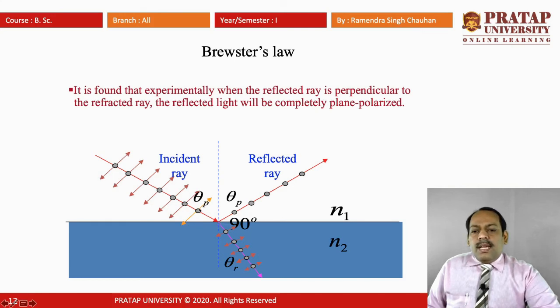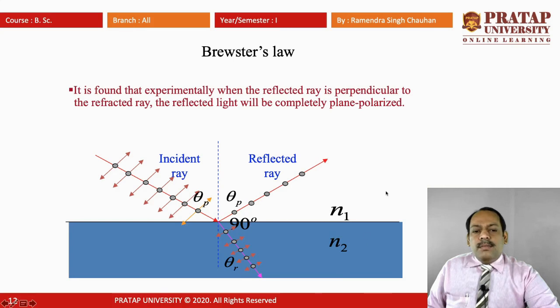Now the angle of incidence here is theta p, that is the polarizing angle or Brewster angle, and then the light ray is reflected here which has only perpendicular vibrations, and here the light ray is refracted at an angle theta r. This has partially polarized light because the vibrations are in both directions, perpendicular as well as parallel to the screen.